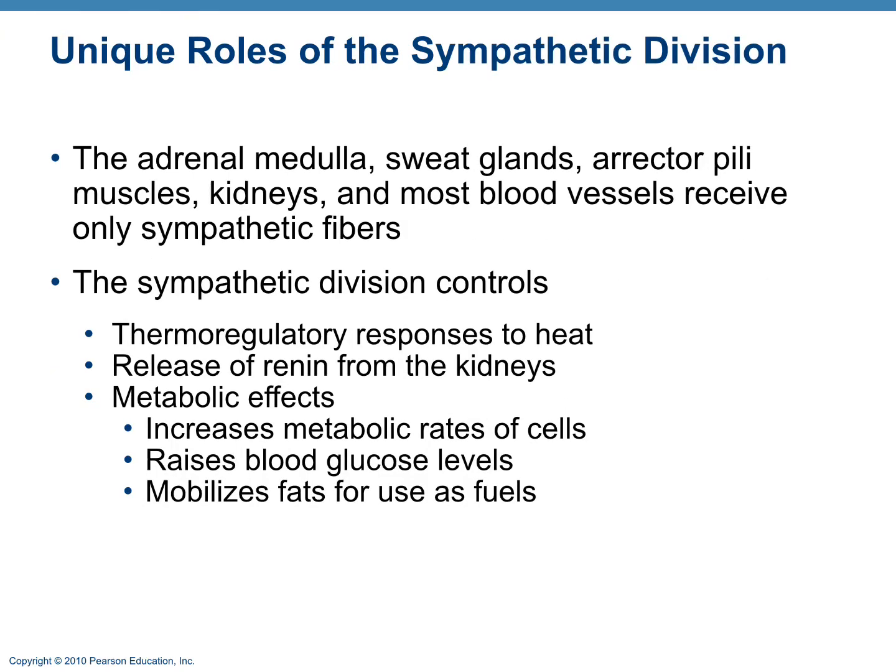Now, there are unique roles of the sympathetic nervous system that it does not share with the parasympathetic. Let's just read through a couple of these. The thermal regulatory responses to heat, and release of renin from the kidneys. This is an enzyme that's going to stimulate this whole reaction. It's going to raise blood pressure. Some other metabolic effects: increasing metabolic rate, raising blood glucose levels, mobilizing fat to be used as fuel. These are all things that are specific and unique to the sympathetic nervous system.